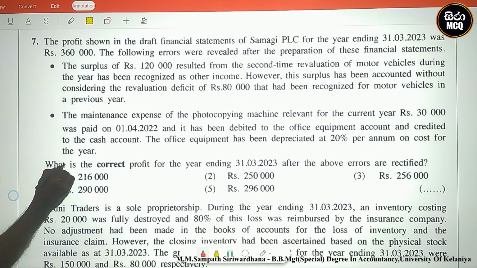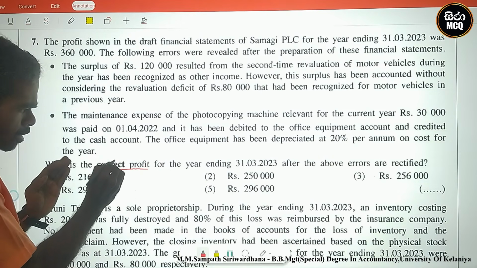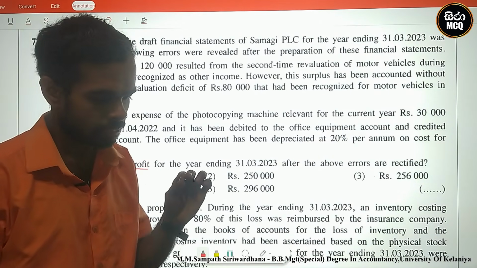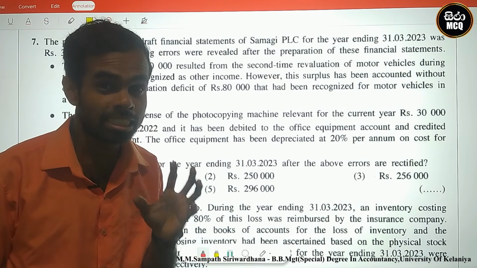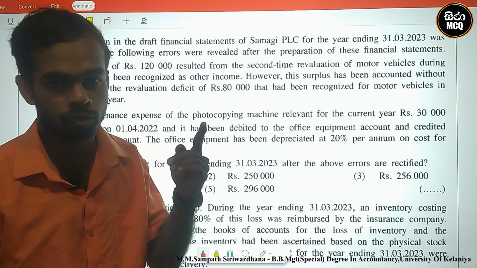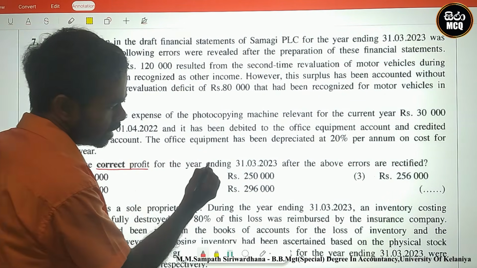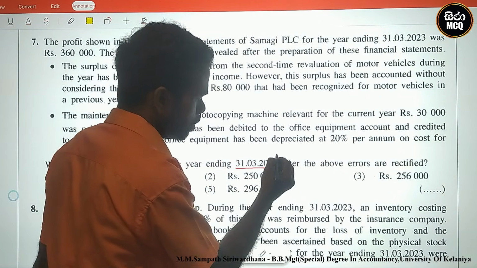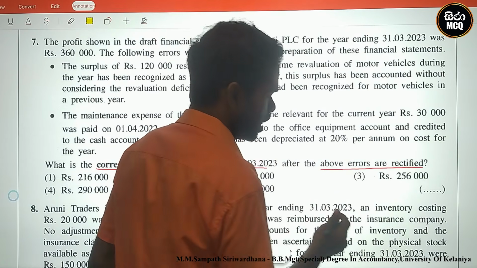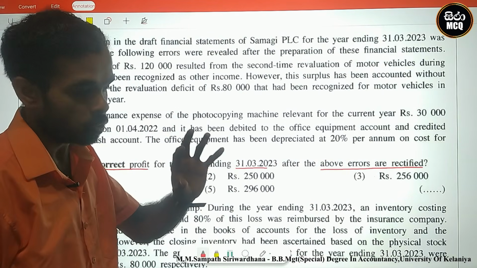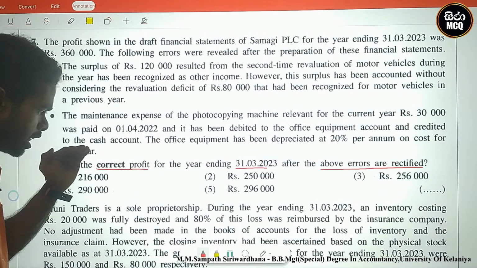Look here. What is the correct profit for the period? They required the correct profit. We can imagine that there is an incorrect profit in the question. Look here: the correct profit for the year ending 31st March 2023, after the above errors are rectified. There are errors included in this question. You must correct these errors and identify the correct profit.